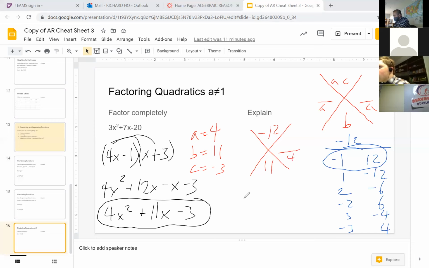Remember, A is 4 here. So the one that we found would work was negative 1 and 12. All right, 12 divided by 4 is 3. So use the 3, use the negative 1/4. So your answer here is x minus 1/4, and then x plus 3.